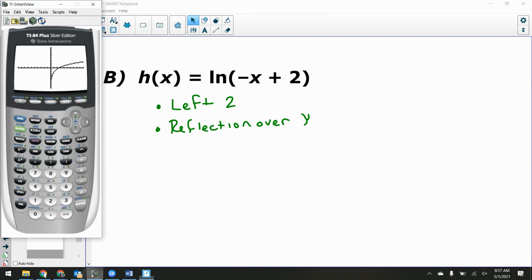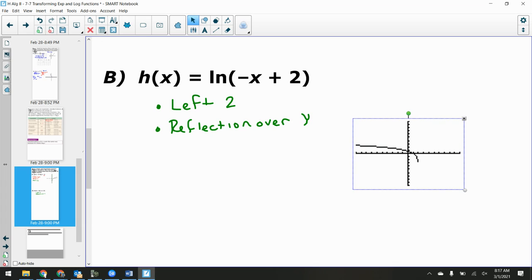Okay, let's take a look. I'm going to plug it in. I've got ln of negative x plus 2. Now, we know better than this graph, don't we? Does it actually stop? No.